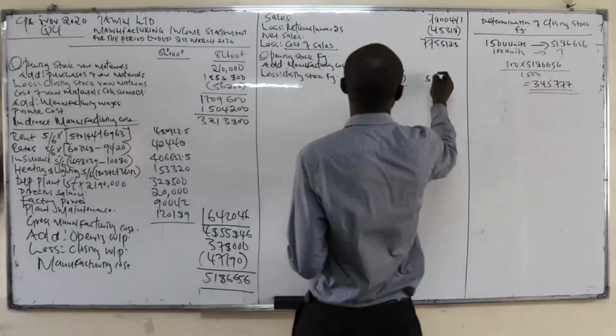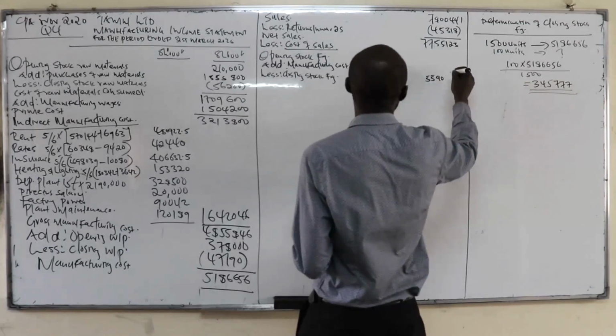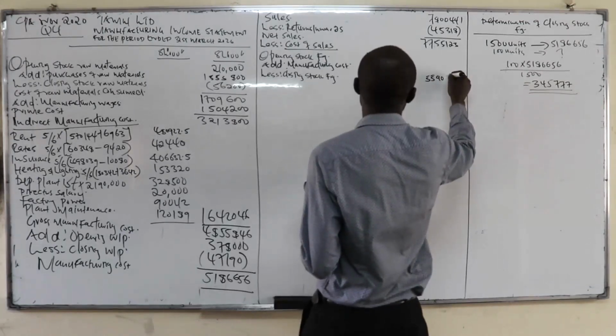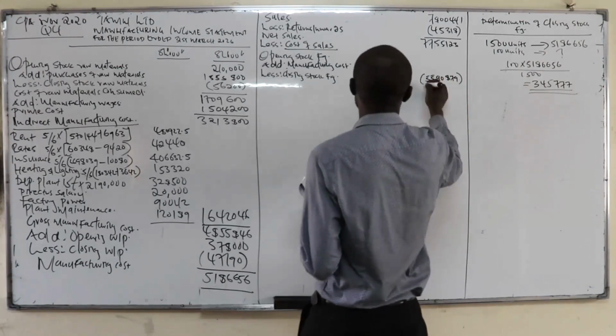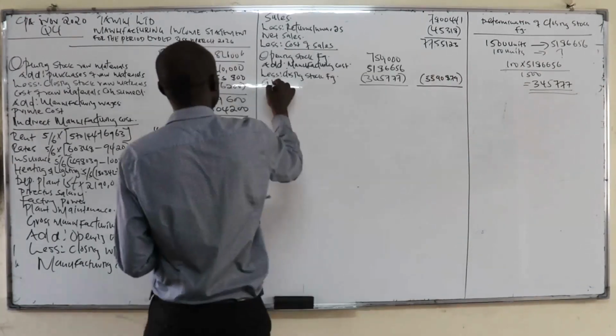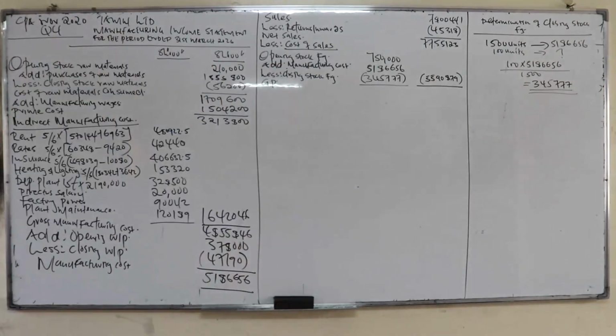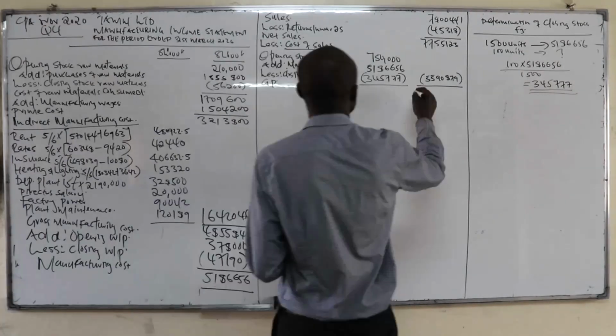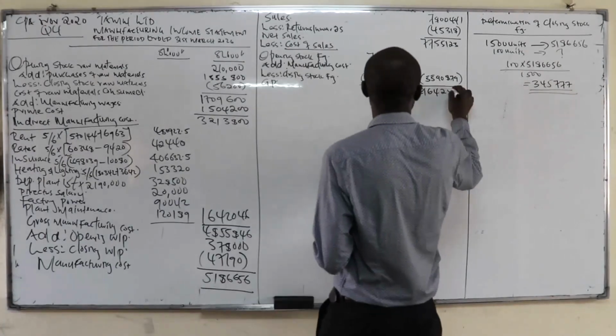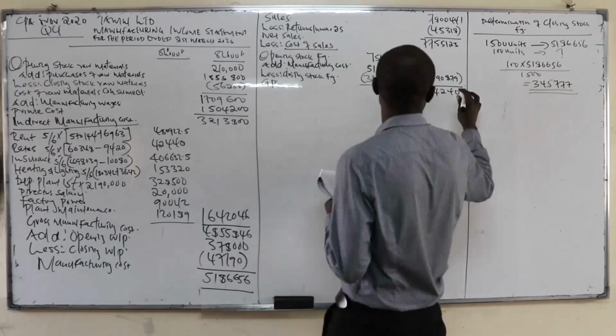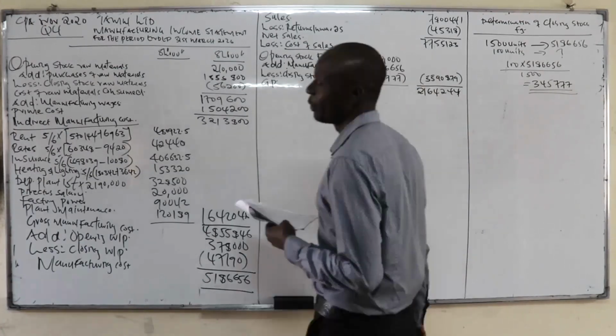$55,90,379,879. So we get the gross profit here. We get the gross profit, which will be how much? Just raise your voice please. 21,64,244. So that one will be the gross profit.